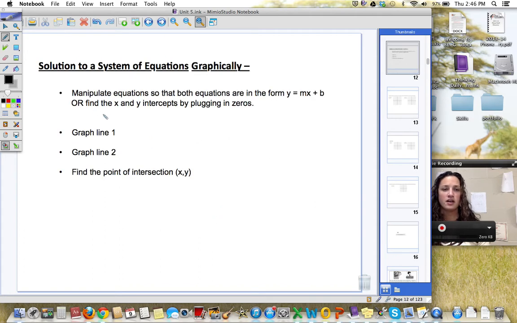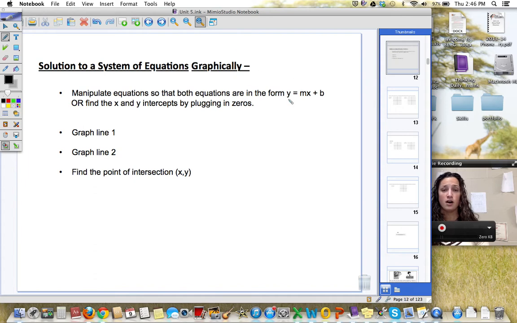So the solution to a system of equations graphically. You manipulate the equations so that both equations are in the form of y equals mx plus b, or you find the x and y intercepts by plugging in zeros. Remember, we did this in previous units. We graph both the lines, and then you find their point of intersection, whatever that point is.